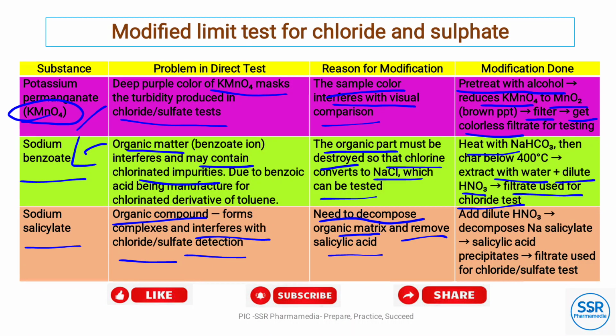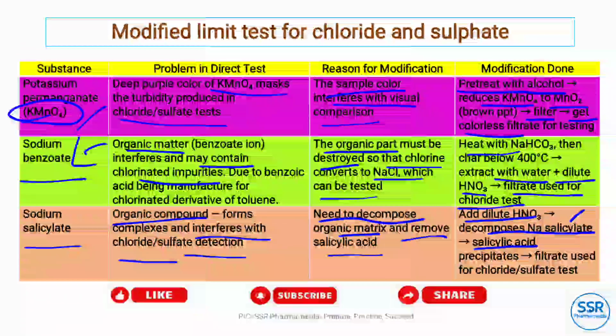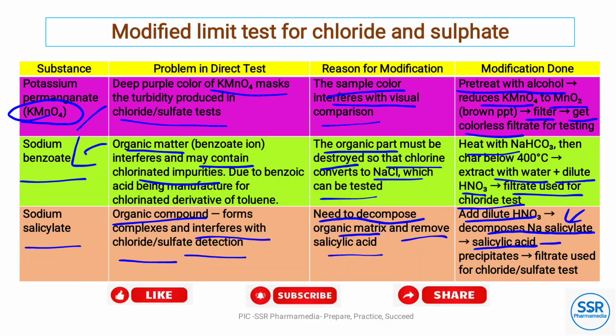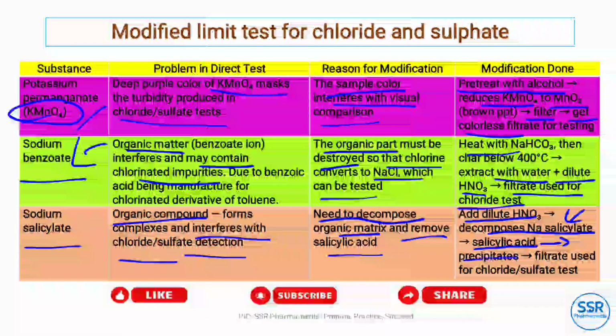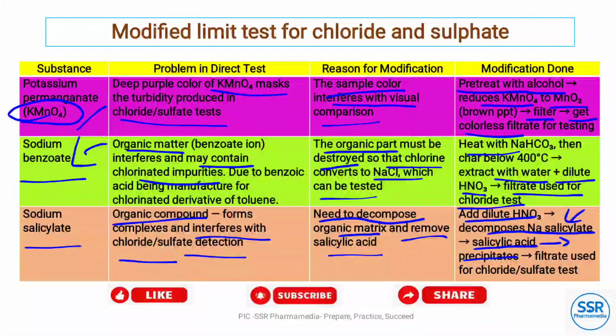How to do the modification: add dilute nitric acid or hydrochloric acid, which decomposes the salicylate to salicylic acid. All the sodium salicylate is converted into salicylic acid. Sodium salicylate is water soluble, while salicylic acid is a water insoluble precipitate. That precipitate is filtered and removed, and we take the filtrate for the test for chlorides and sulfates.